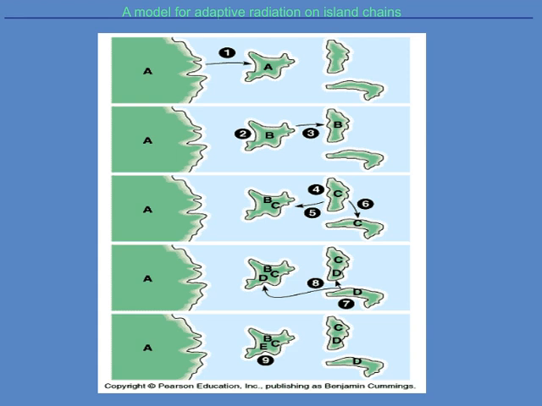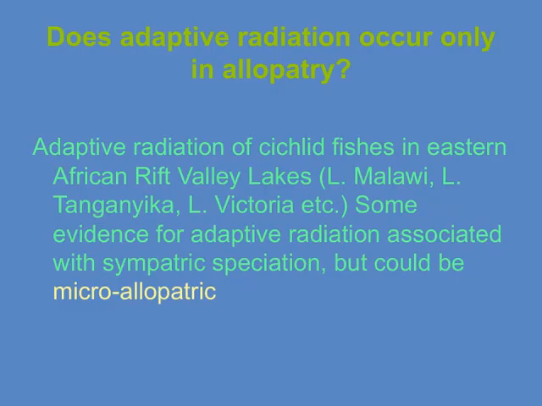This model connects to the overall theme of our presentation by highlighting how geographic isolation and environmental differences fuel speciation, especially in island settings. It's a perfect example of how evolution can produce incredible diversity from a common ancestor, showcasing the power of adaptive radiation in shaping life on Earth. So let's explore whether adaptive radiation only happens in allopatry.